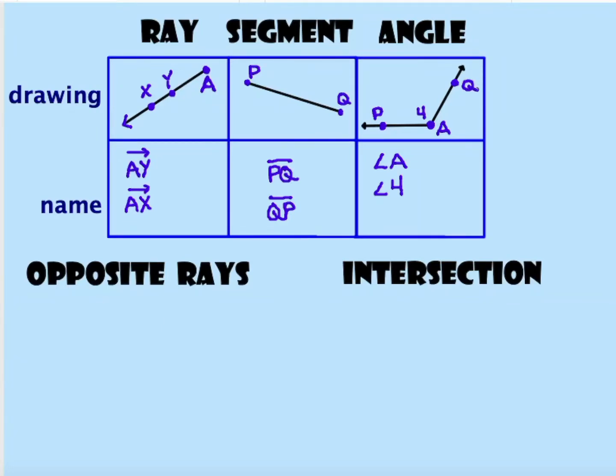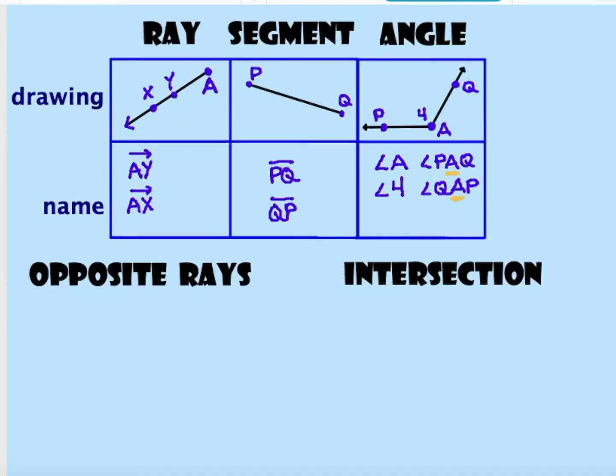And so if I were going to round corner A right there, I could round it by going from P to A to Q. Or I could go from Q to A to P. But notice that always that vertex point has to be in the middle of that name. Now opposite rays, this is a new one for us.